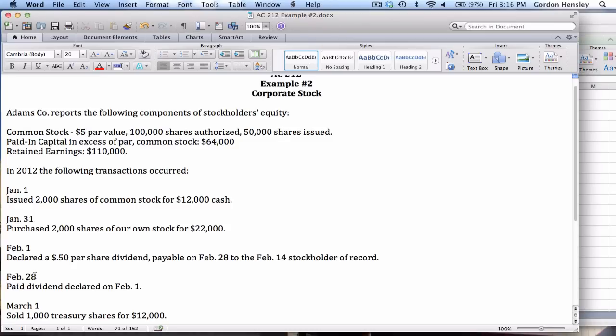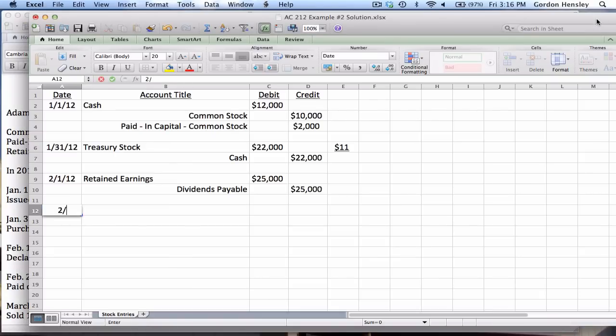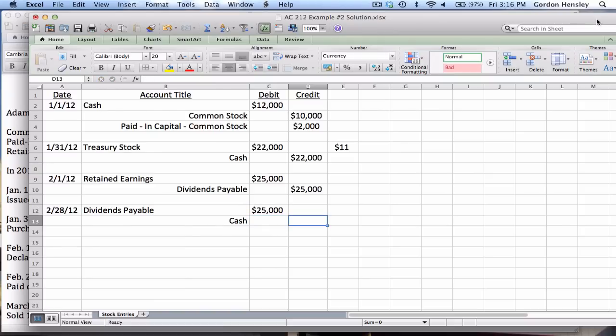The next transaction is on the 28th, and on this date we are simply going to pay the dividend that we had declared on the 1st of February. So on this date we actually pay for this, which means we can remove the liability. Dividends payable will be removed. We will pay for it with cash, and we already know that it's going to cost us $25,000.